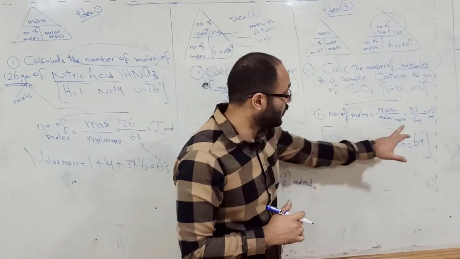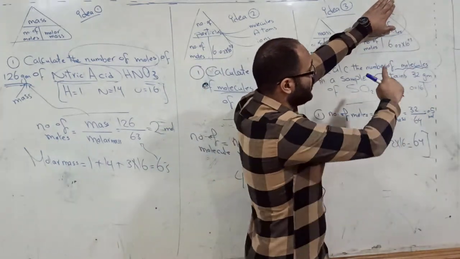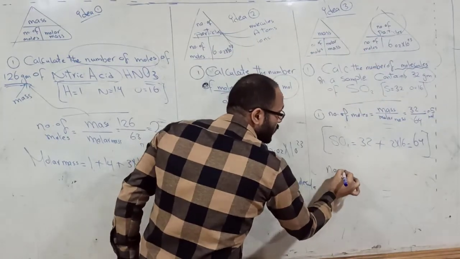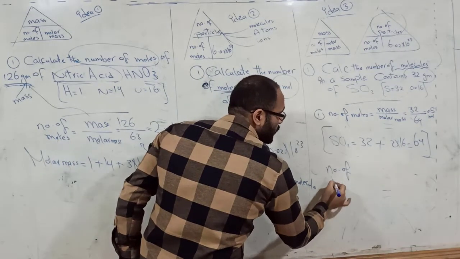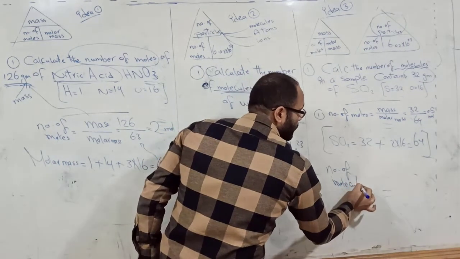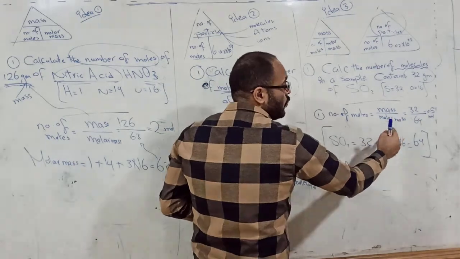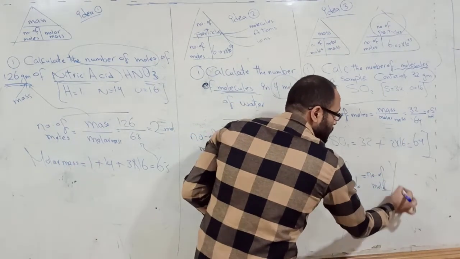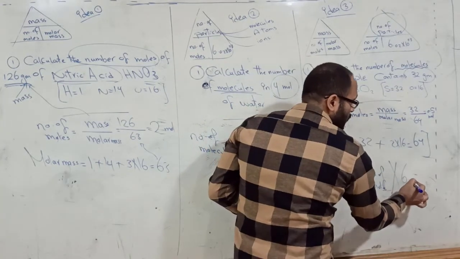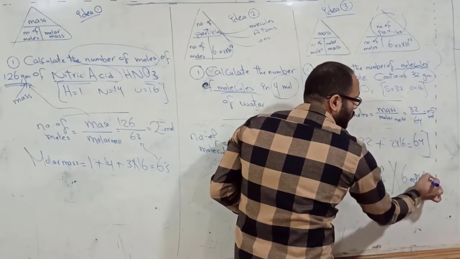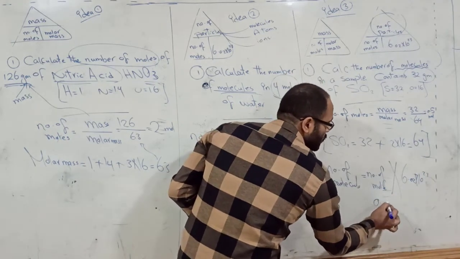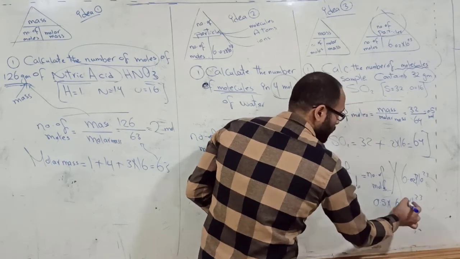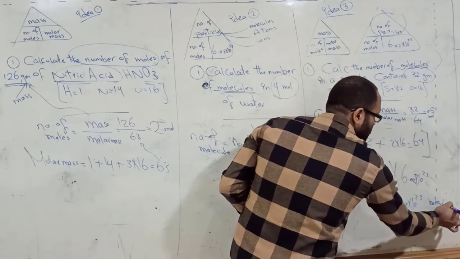You have now got the number of moles. Let's multiply it by 6.02 times 10 to the power 23. To know the number of particles, or the number of molecules, equals number of moles times 6.02 times 10 to the power 23. So 0.5 times 6.02 times 10 to the power 23.